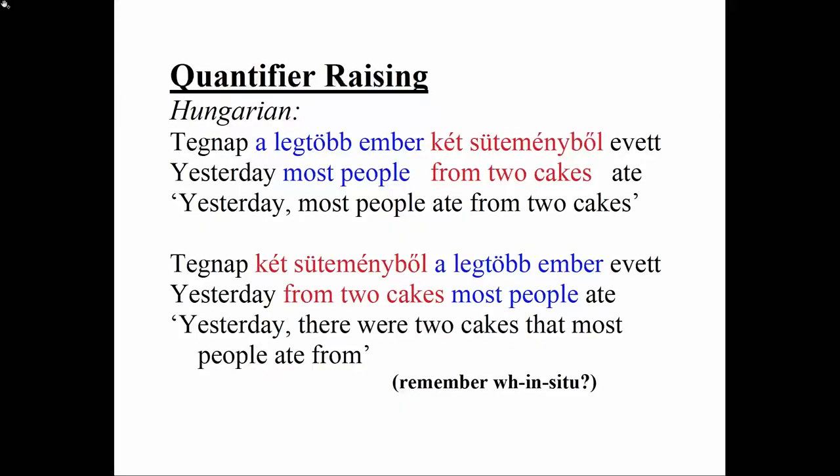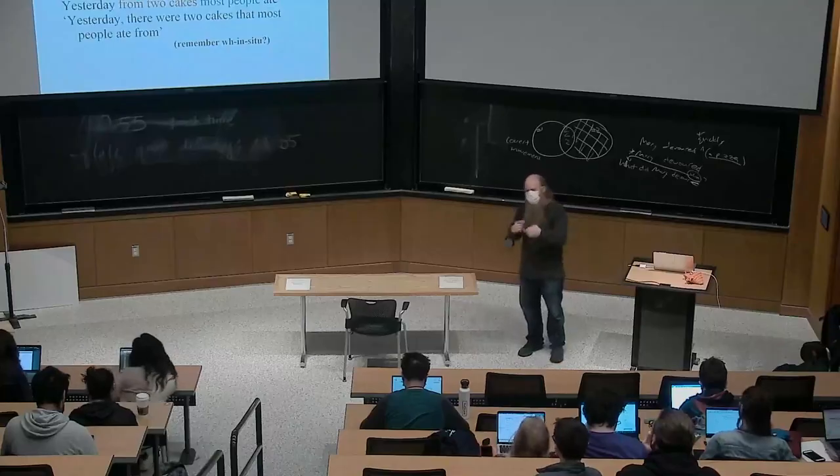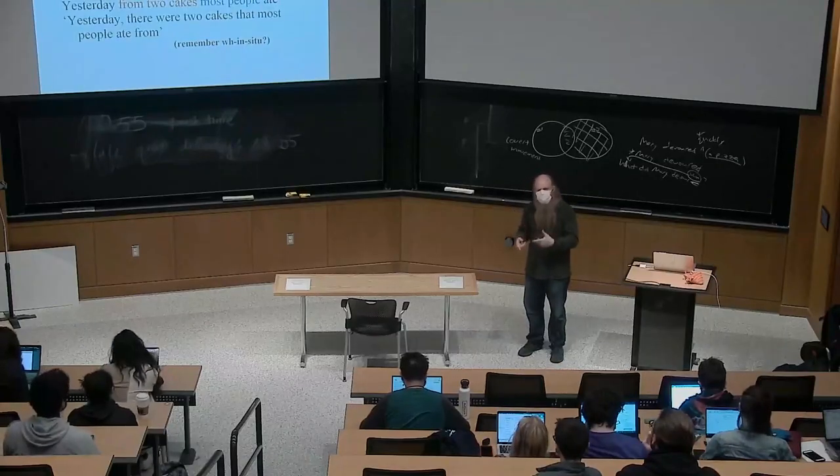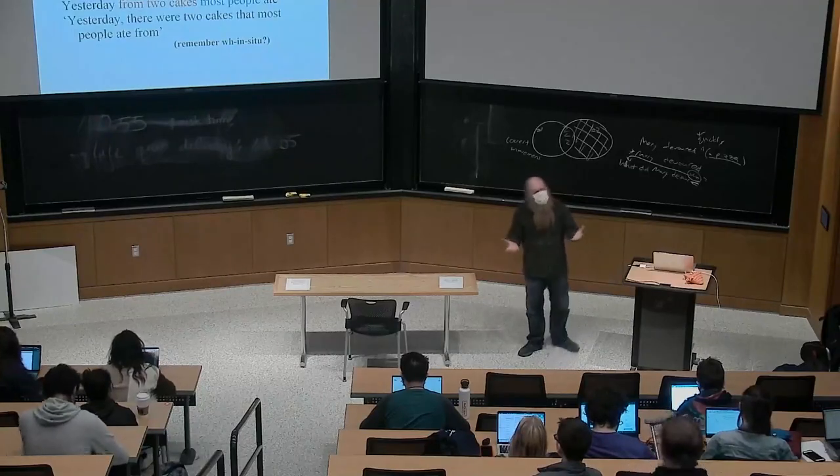So the first sentence means the first reading that was offered, the most reasonable reading: most of the people ate 2 kinds of cake. The second means there were 2 particular cakes that were the most popular ones. So in Hungarian, the order in which you apply the operations to interpret the quantifiers is not optional. It's completely fixed. It's determined by the order of the phrases.